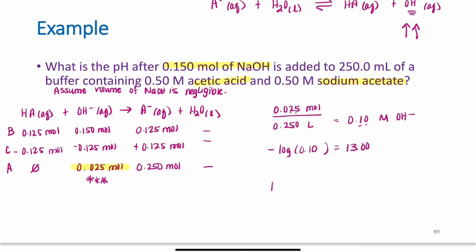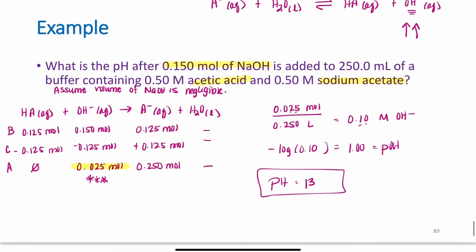And, sorry, now I'm writing down pH because I'm moving ahead of myself. 1.00, which is pOH. Therefore, your pH is equal to 13.00. Basically, it's kind of like you've passed your equivalence point on the titration curve, and now the pH is completely controlled by the added base to solution.